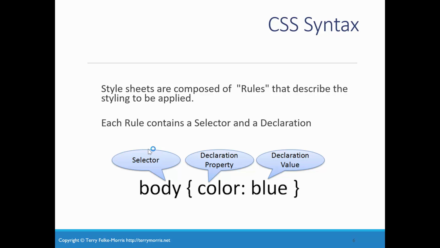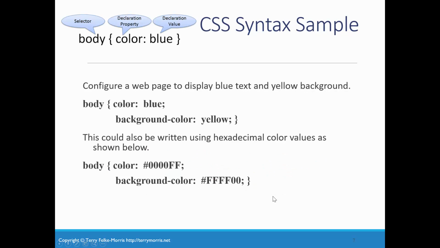So as it says, style sheets are composed of rules that describe the type of styling you want to apply. Each rule has 3 components: a selector, a property, and a value. And the property and value are put within curly braces. And if there's several property value combinations, each one is ended with a semicolon. It's even considered okay and really good practice to end the last one with a semicolon. So here's a couple of examples.